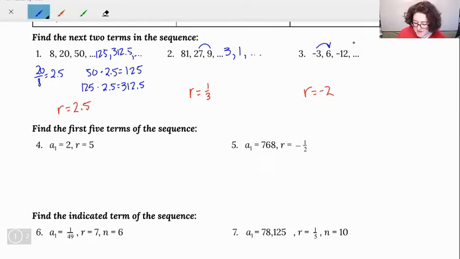So there we go. That means my next two terms, well, -12 times -2 would give me a +24. And then +24 times a -2 would be -48.